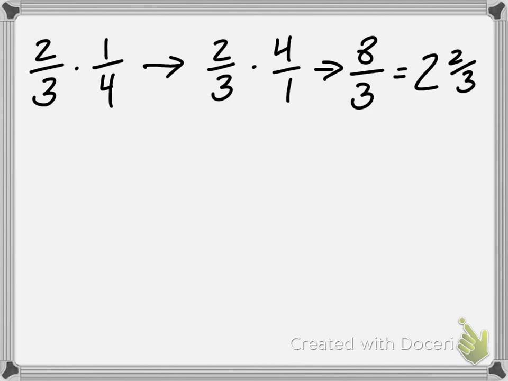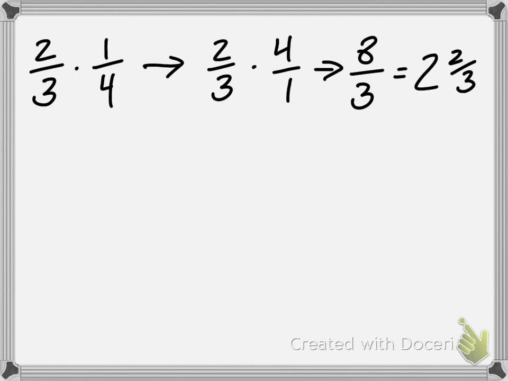So now what I've done is I've made it 2/3 times 4 over 1. So I flipped it. I made it the reciprocal. Then I just cross multiplied. 2 times 4 is 8. 3 times 1 is 3. I simplified. 3 goes into 8 2 times. That's 6. And I had 2 left over. 2 2/3. Eden, what did I do wrong?